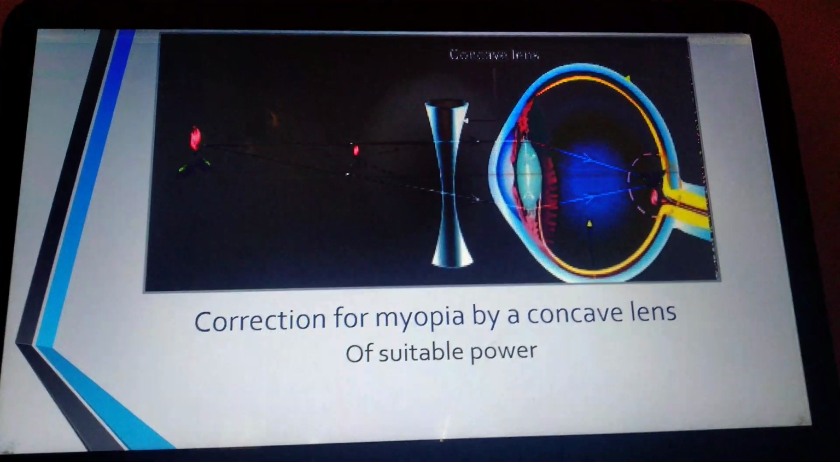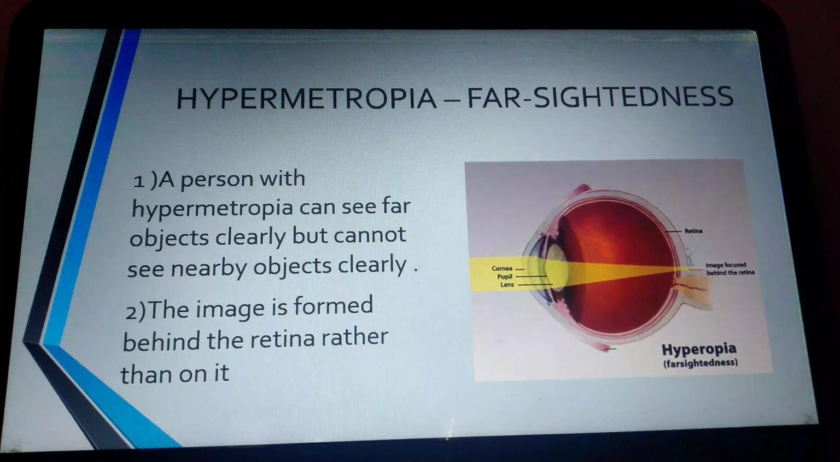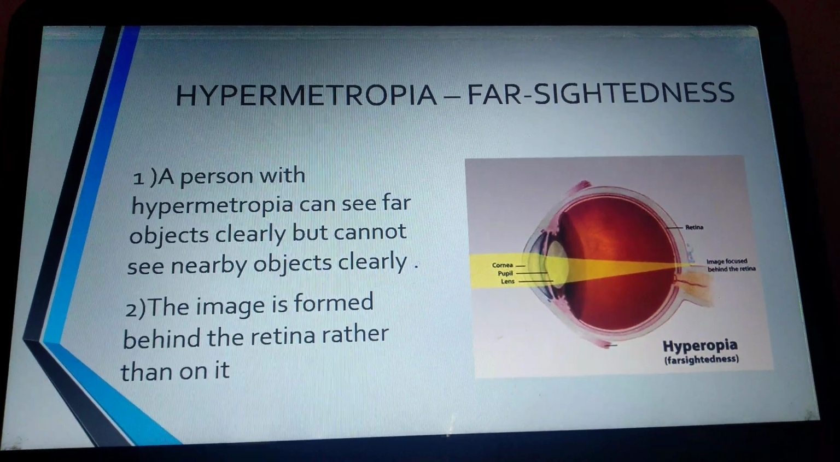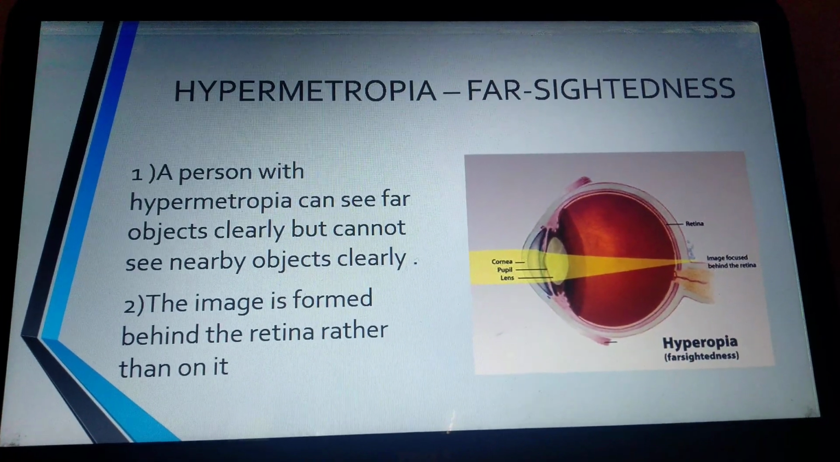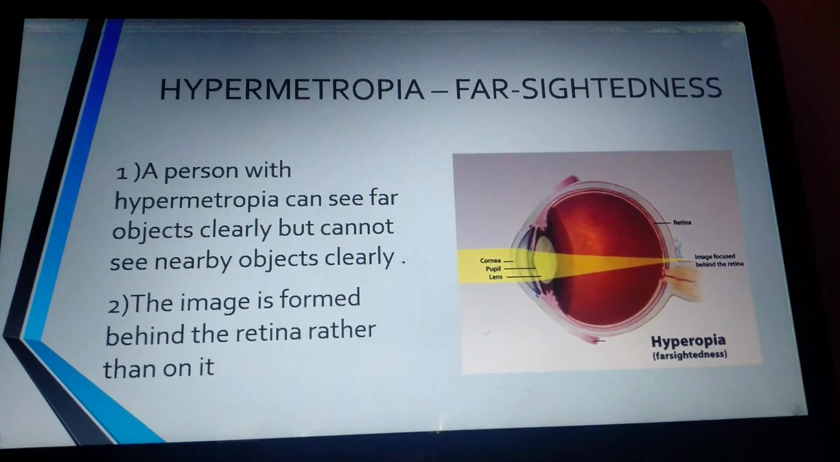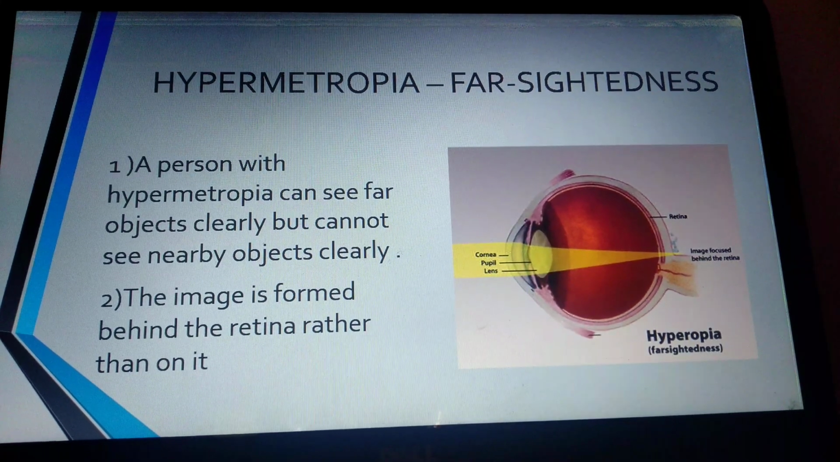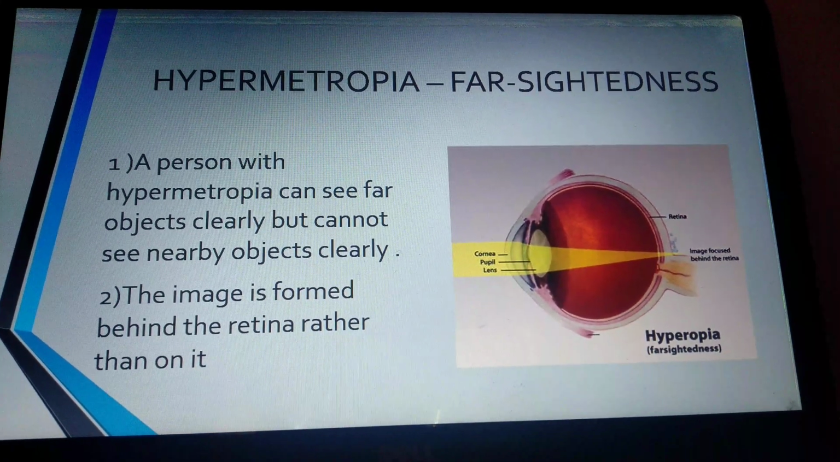Now let us discuss the other defect called hypermetropia or farsightedness. That is also called farsightedness. So what is this? A person with hypermetropia can see far objects clearly but cannot see the nearby objects clearly. So this is quite opposite to myopia.